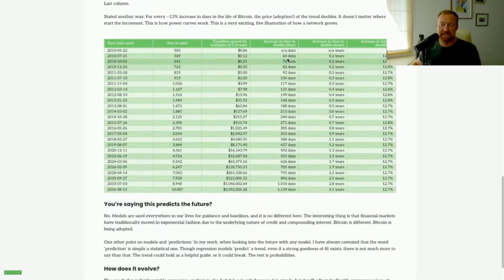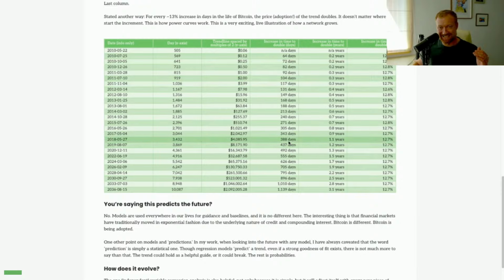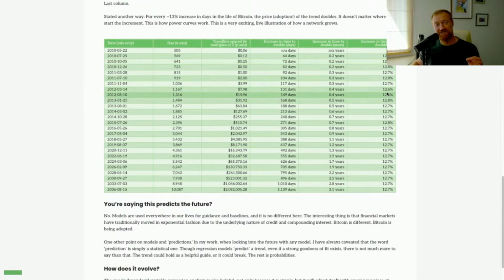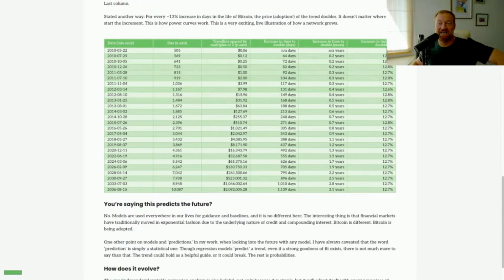You see that the days grow. So there's a slightly asymptotic, or disinflationary, slow decrease in the rate of doubling. The days are increasing. The years are increasing. But proportionate to the days that have been existing in the system at the time, here's your proportional number, which is 12.7%.